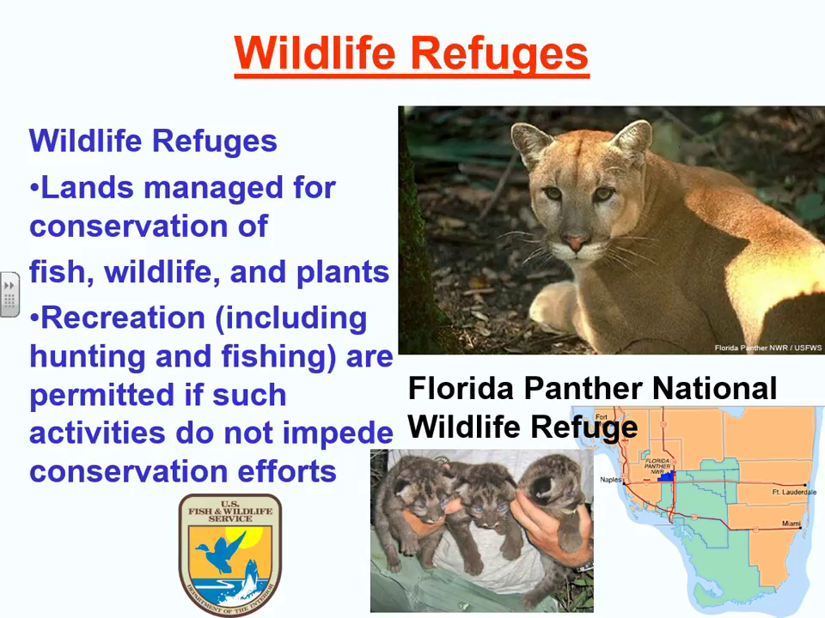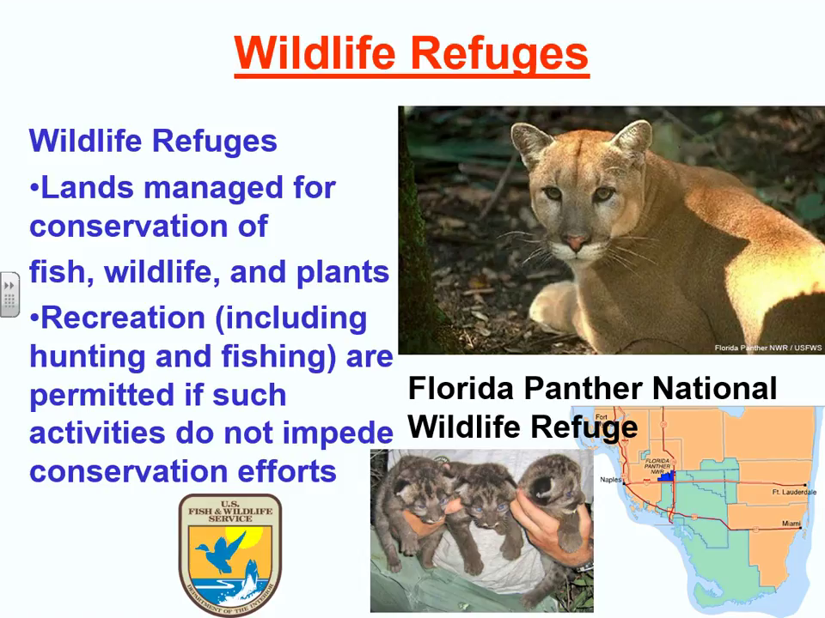Just some interesting facts about the Florida panther. It is the only cougar that lives east of the Mississippi River. In the 1970s, the panther's numbers were down to 20 in the wild, so they were critically endangered. Then we have the Florida Panther Wildlife Refuge set aside. They were listed on the Endangered Species Act. And today it's believed that there are about 100 in the wild, so still not a lot.